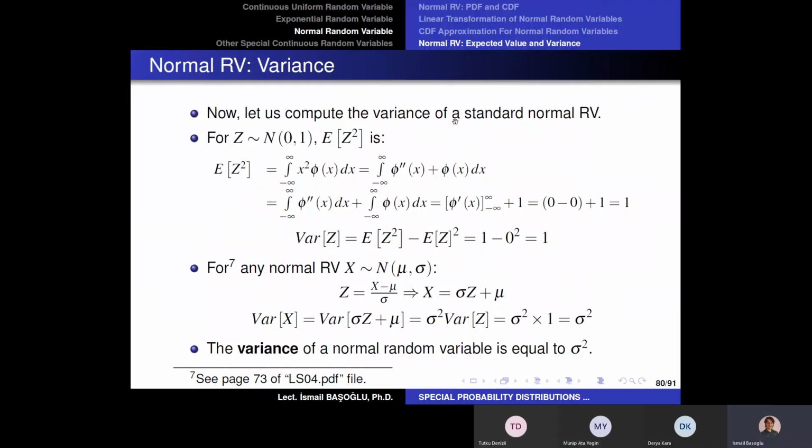Now, let us compute the variance of the standard normal random variable first. Okay? So remember, the standard normal random variable is z, and we are interested in calculating the expected value of z square. And z here is normally distributed with location parameter 0 and scale parameter 1. So what is the expected value of z square? Remember, we need to solve the integral of x squared times phi x from minus infinity to plus infinity for that.